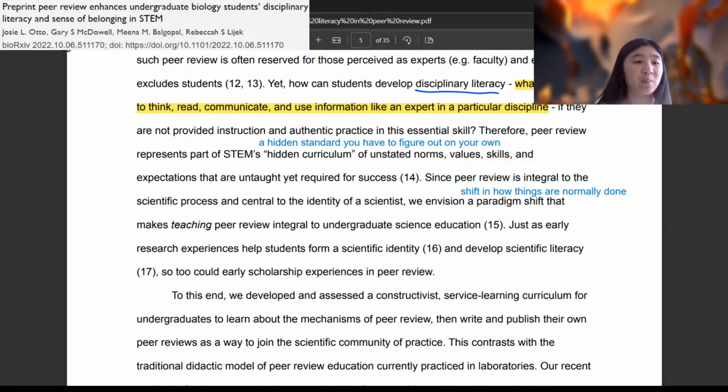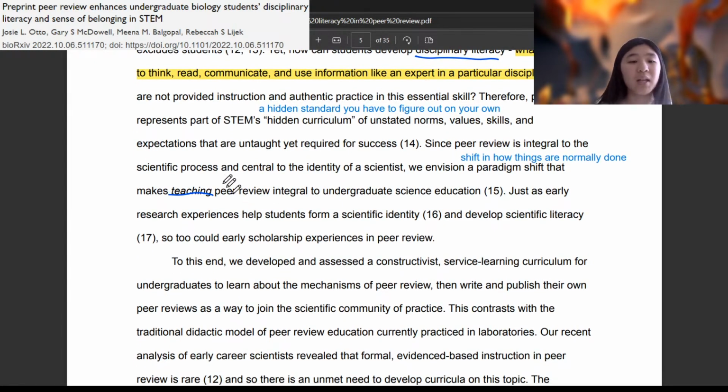That makes teaching peer review important to undergraduate science education. Just as early research experiences help students form a scientific identity and develop science literacy, so too could early scholarship experiences in peer review. So basically giving them internships in peer review.